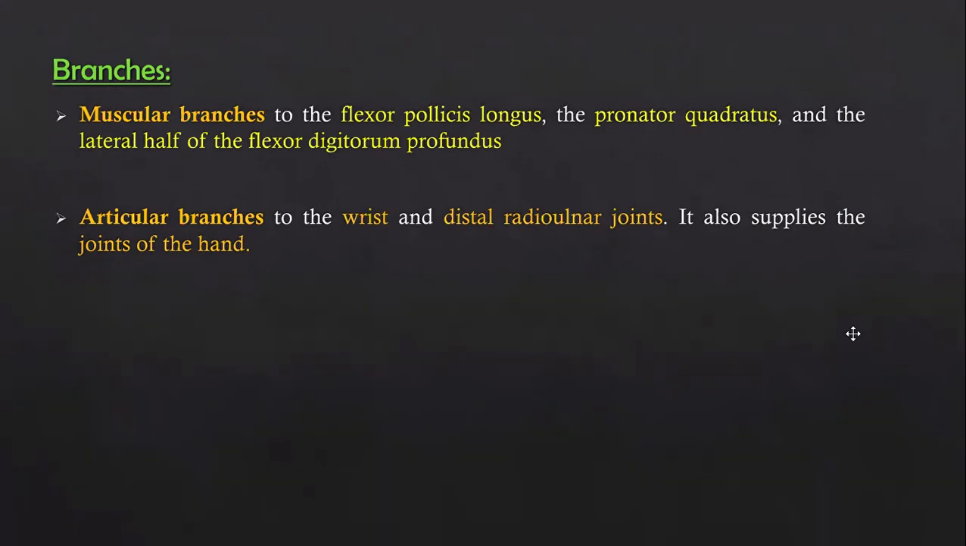Muscular branches to the flexor pollicis longus, pronator quadratus, and the lateral half of the flexor digitorum profundus. The medial half of the flexor digitorum profundus is innervated by the ulnar nerve. It also gives off articular branches to the wrist, the distal radioulnar joint, and also to the joints of the hand.